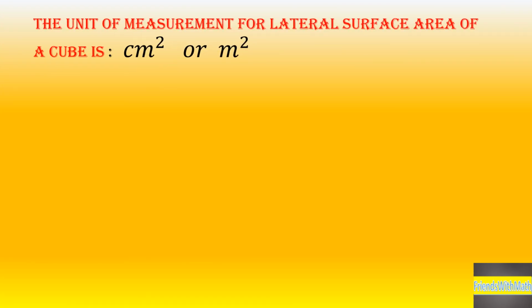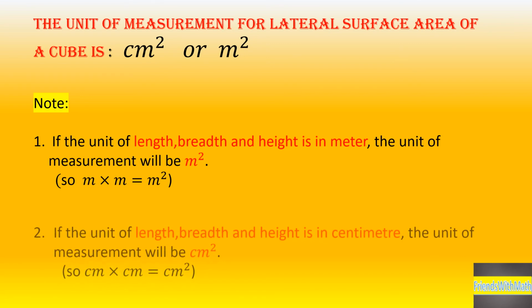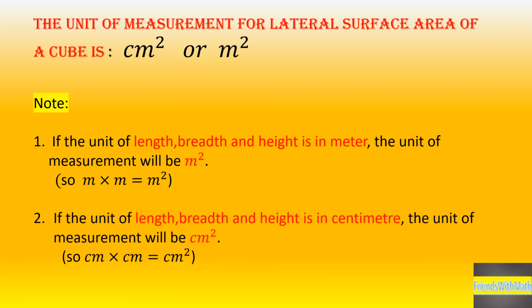So the unit of measurement is very important. It can either be centimeter square or meter square. Let us see when we have to use centimeter square and when we need to use meter square. If the unit of length, breadth and height is in meter, the unit of measurement will be meter square. Similarly, if the unit of length, breadth and height is in centimeter, the unit of measurement will be centimeter square.